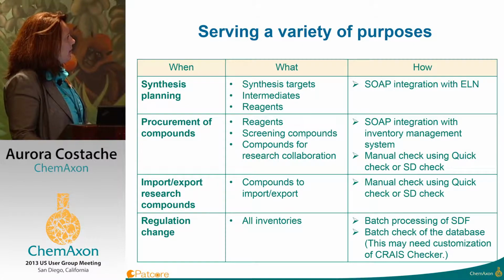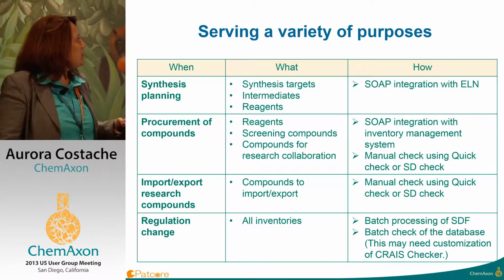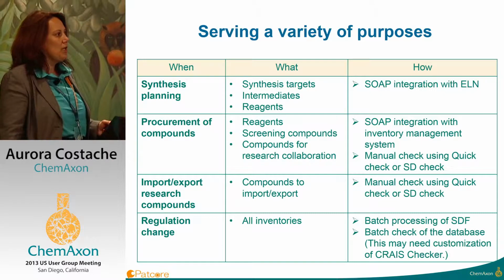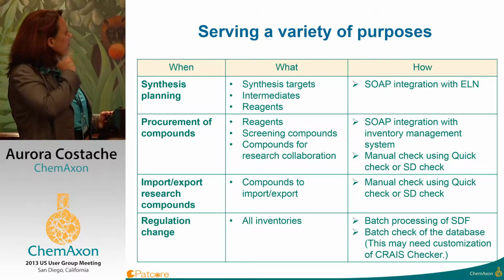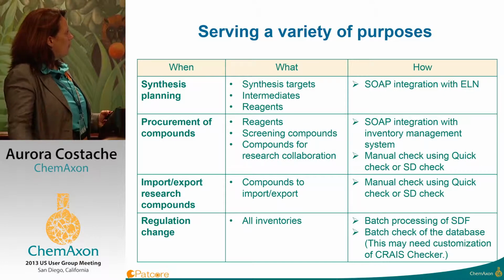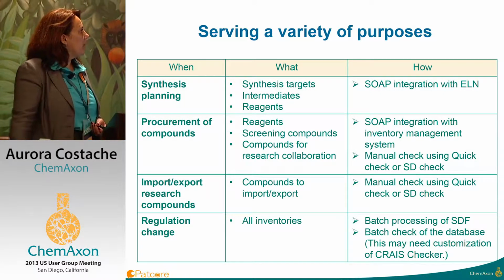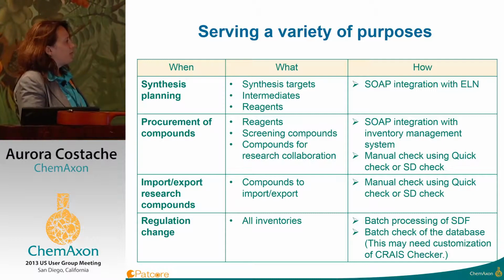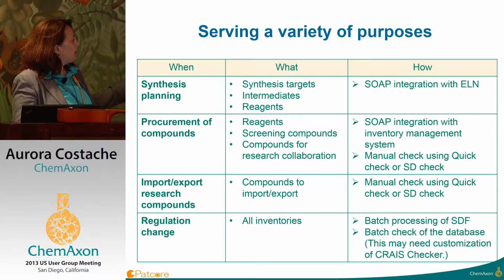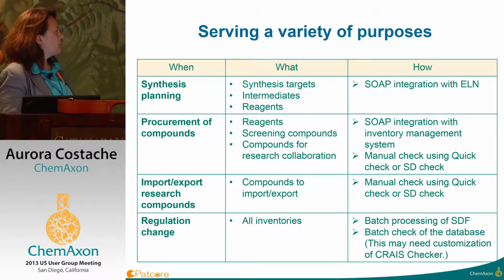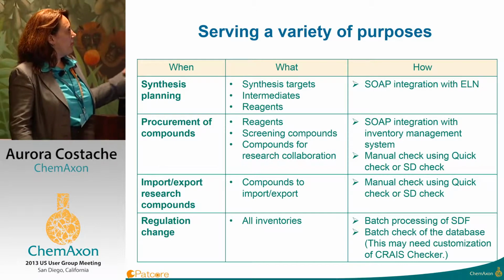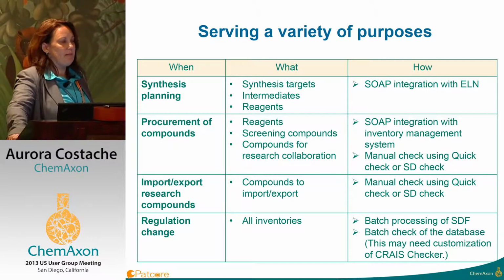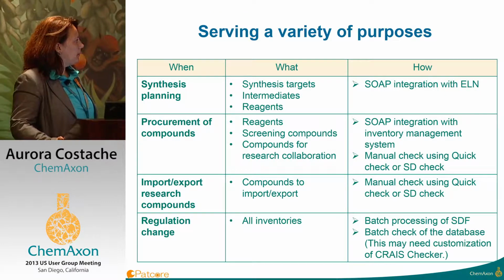Probably all of you have already started to check the compounds you're trying to synthesize or purchase, and see if all the compounds you will work with fall under any law or regulation. As it's listed here in the slide, CRAIS Checker serves a variety of purposes. You will need to check the legislation, and you can use CRAIS Checker for synthesis planning. Before you start a synthesis, you can look at the targets, the intermediates and the reagents, check them and see if they fall under any compliance regulation, under any controlled substances.